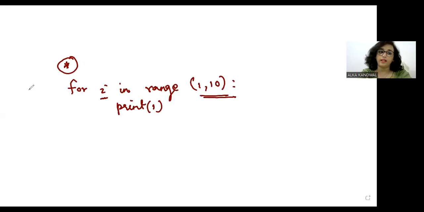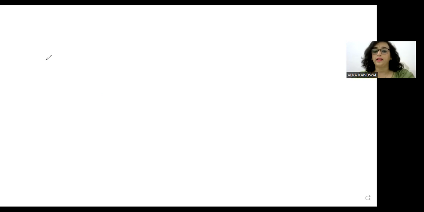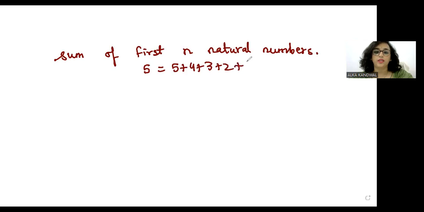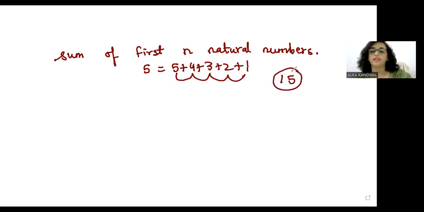Now for example, I tell you all to write a program in Python to find the sum of first n natural numbers. कोई भी हो सकते हैं, कितने भी natural numbers हो सकते हैं, उनका सम निकालना है. अब हम क्या करेंगे? मतलब अगर मैंने 5 दिया तो आउटपुट आना चाहिए 5 प्लस 4 प्लस 3 प्लस 2 प्लस 1, 15. तो आंसर आ जाना चाहिए द सम इज 15.